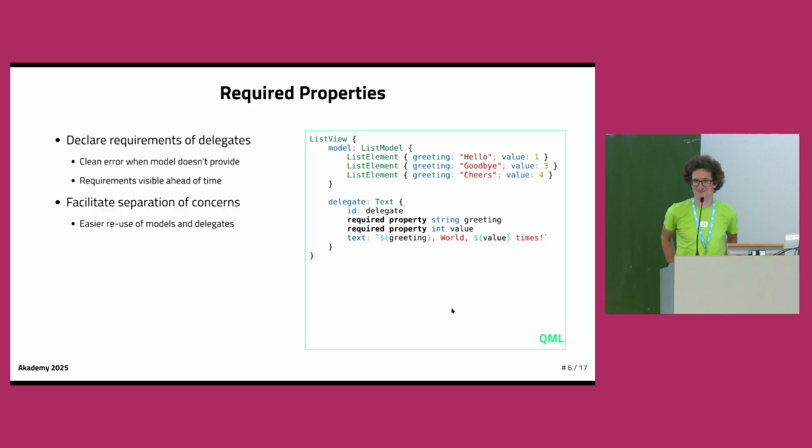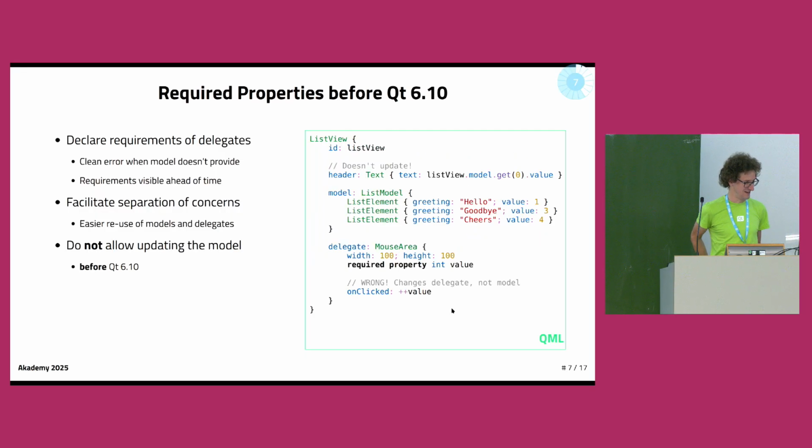Yeah, what happens if I put the mouse area there? Yeah, if you increase the value, it doesn't do anything. It just increases the log. Yes, that's what we unfortunately forgot when we invented required properties. You can't really edit it like that.